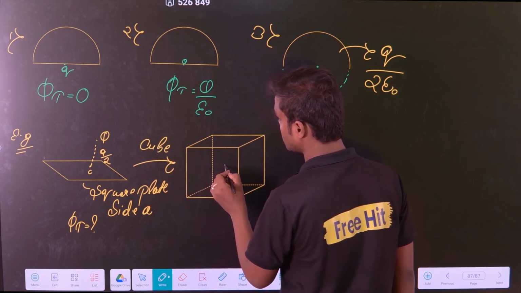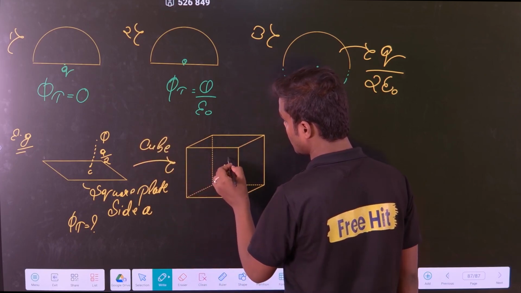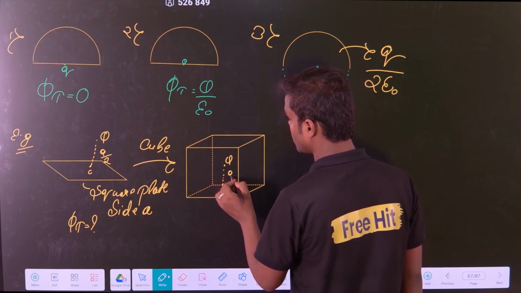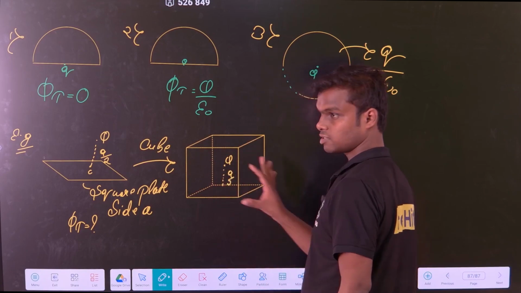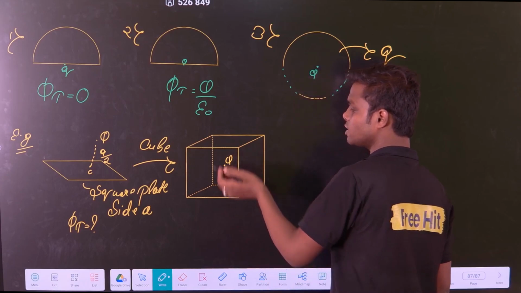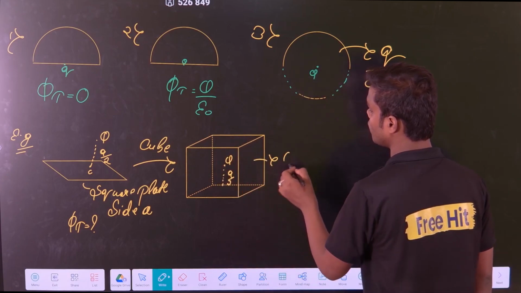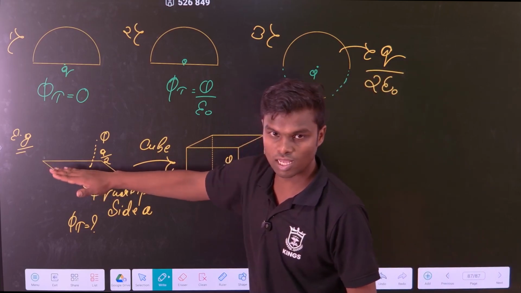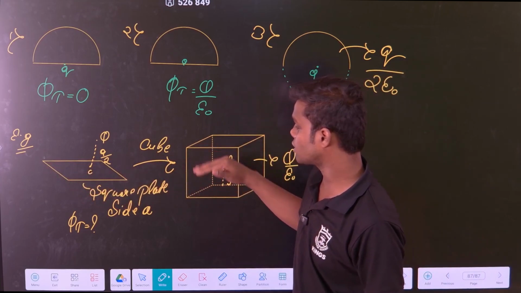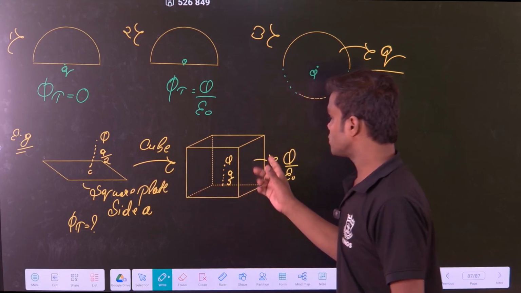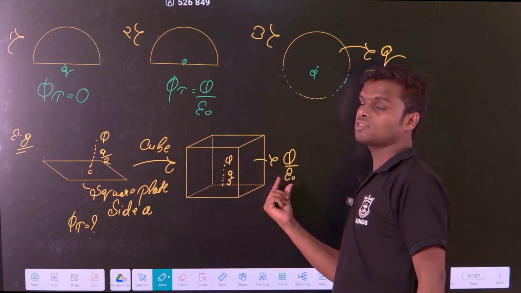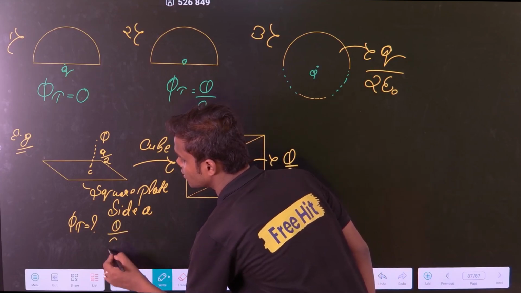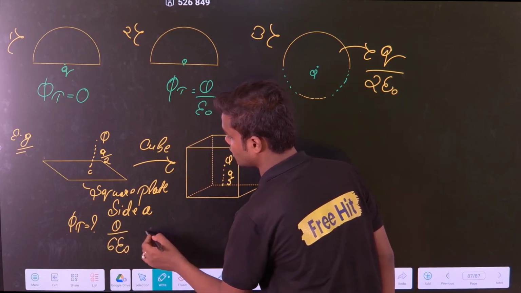The charge is going to be placed at the body center of the cube, at a distance of a by 2, correct? So in this case the total flux will be Q by epsilon naught. And this is one face of the cube, correct? From 6 faces, the flux is Q by epsilon naught. So from one face, what is the flux? That will be Q by 6 epsilon naught. So that is the correct answer.